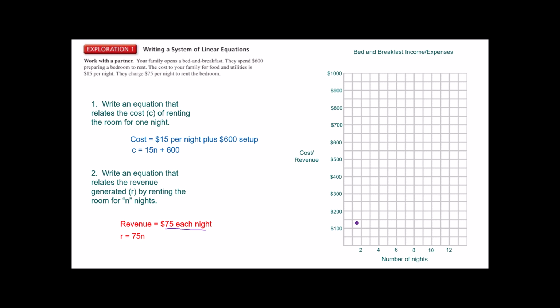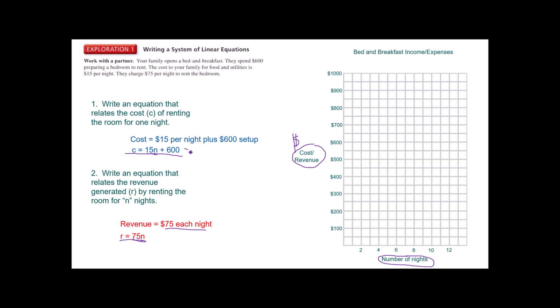Now notice over here on the right, I have a graph set up. Notice that I have the number of nights along the bottom. Both of my equations use the number of nights, N for nights. I spend 15 per night on my customers, but they pay me $75 per night. And then notice that we have a cost revenue on our y-axis. We can list both those together because they are both ways of talking about money. One is money I spend, the other is money that I earn.